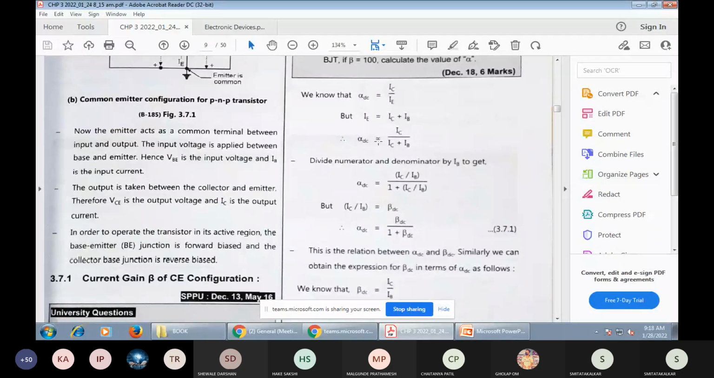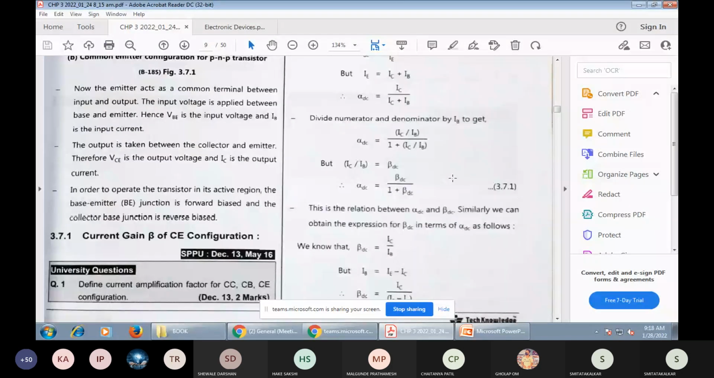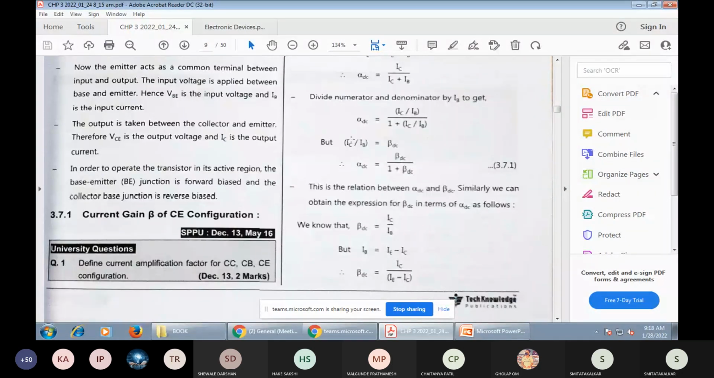Then alpha DC is equal to IC divided by IE, and you can put in the value of IE, which is IC plus IB. Then divide the numerator and the denominator by IB. IB cancels, and IC divided by IB is beta DC. Then write alpha DC is equal to beta DC divided by 1 plus beta DC. This is the value of alpha DC, the current factor of alpha, and the current factor of beta.